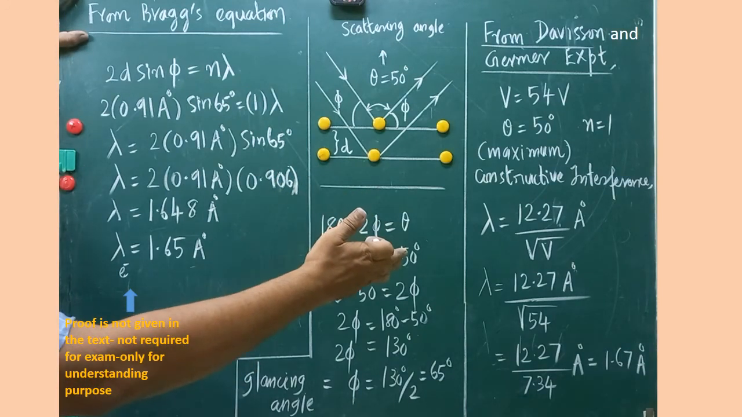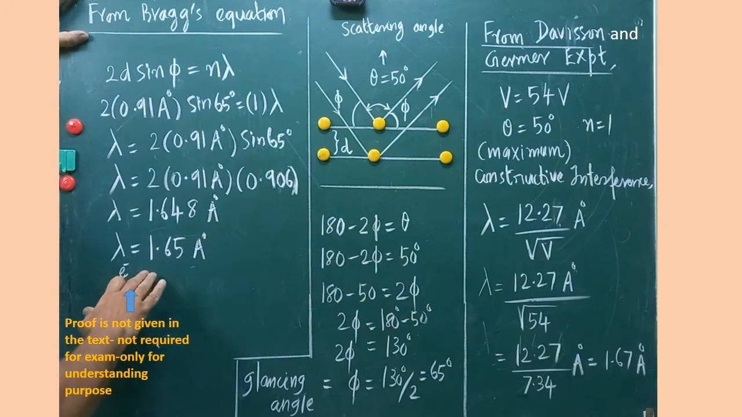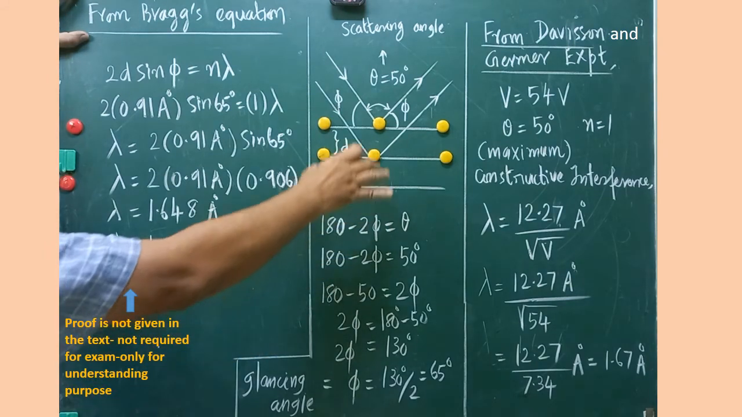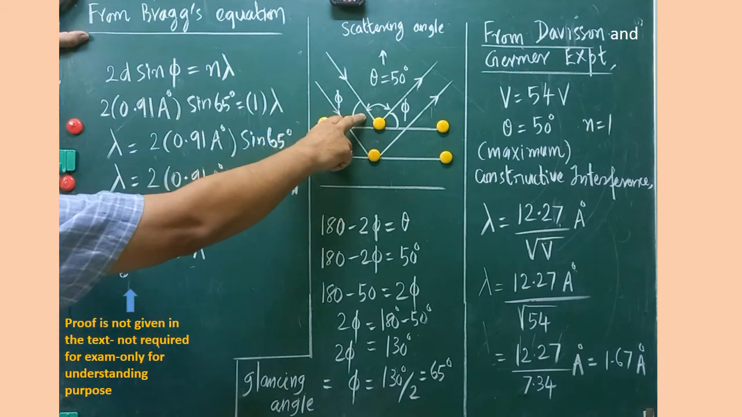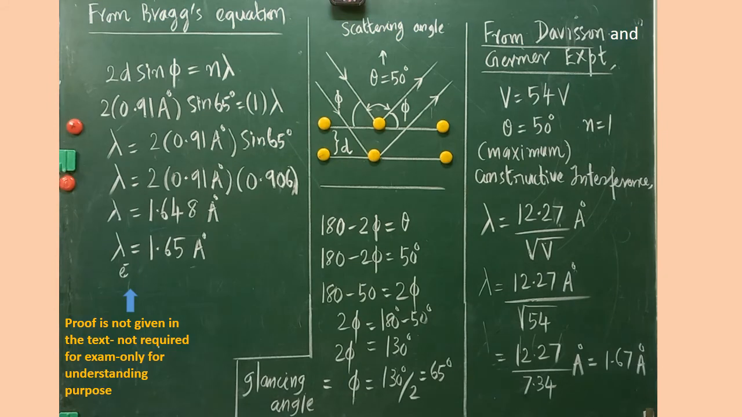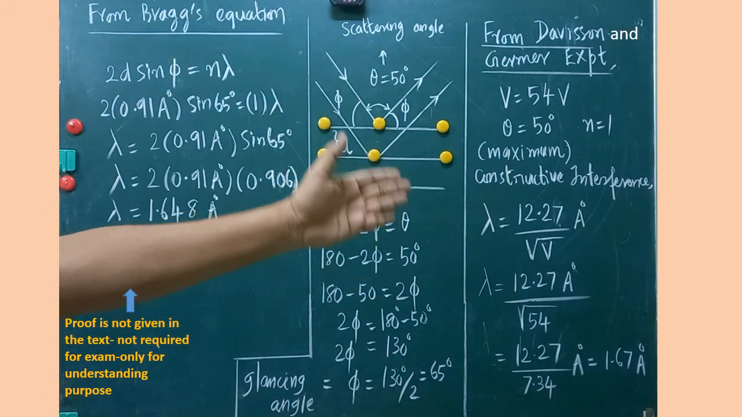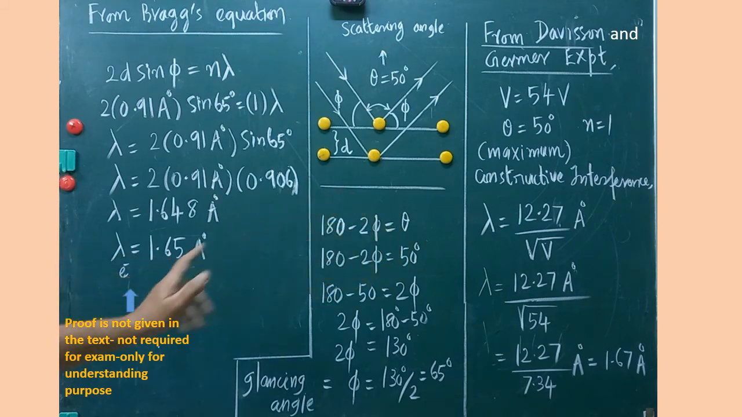So the answer obtained from the Davisson and Germer experiment is verified with the help of Bragg's equation. Very interesting one. The main important part is how to calculate the glancing angle from the scattering angle. That is very important. Both answers obtained from the two different methods are the same. So the answer obtained from the Davisson and Germer experiment is proved and verified by the answer obtained from Bragg's equation.